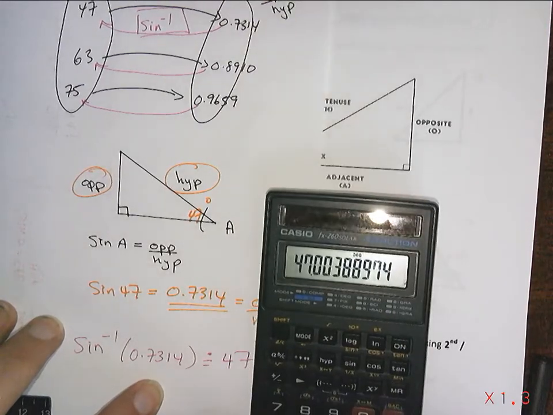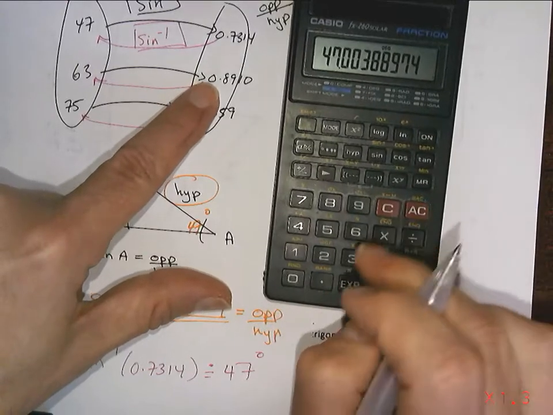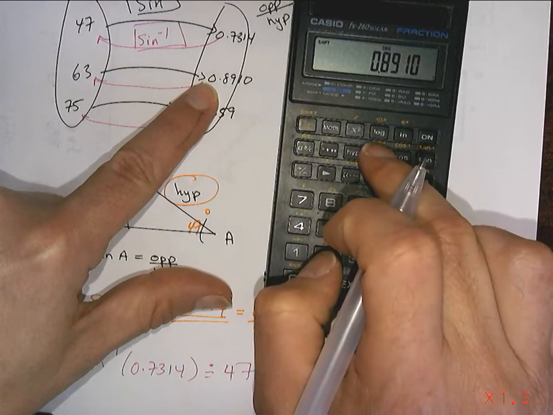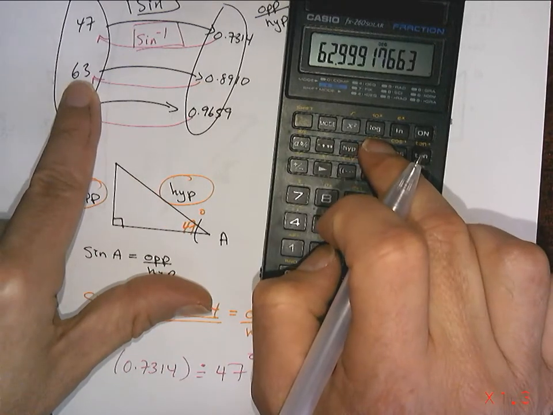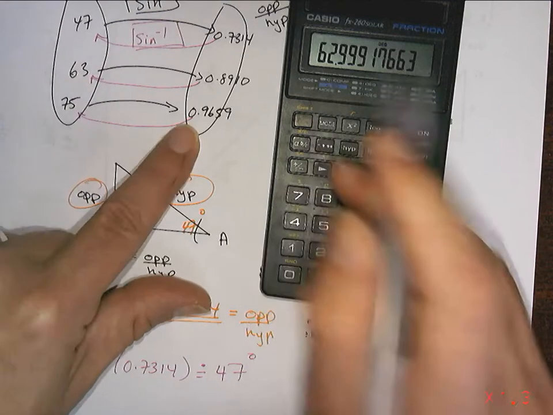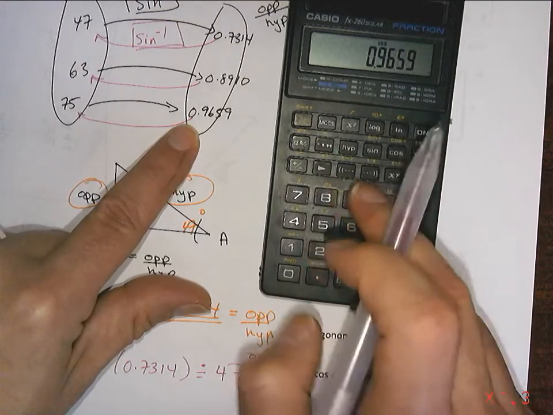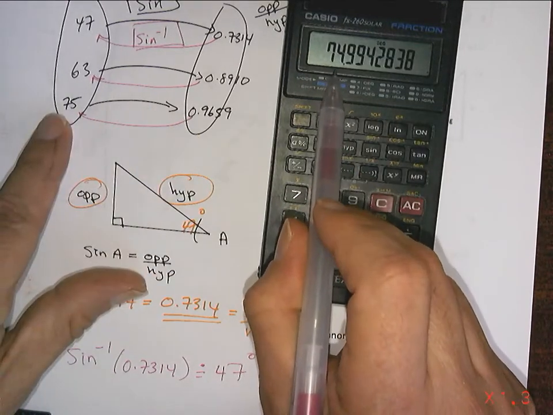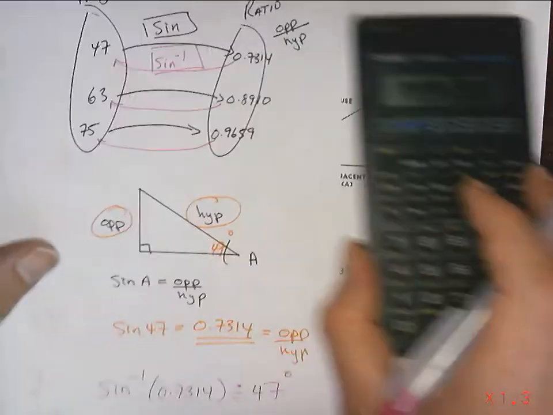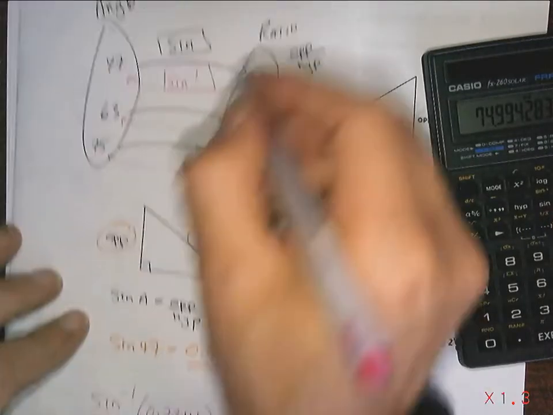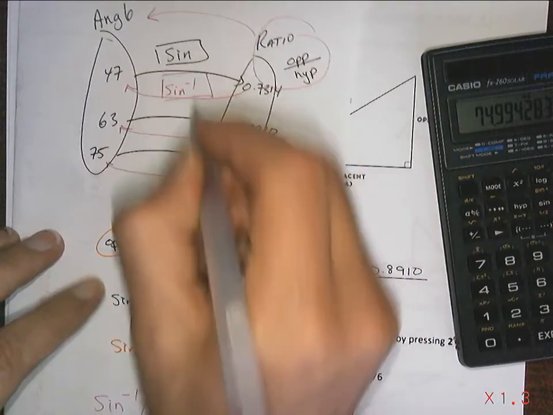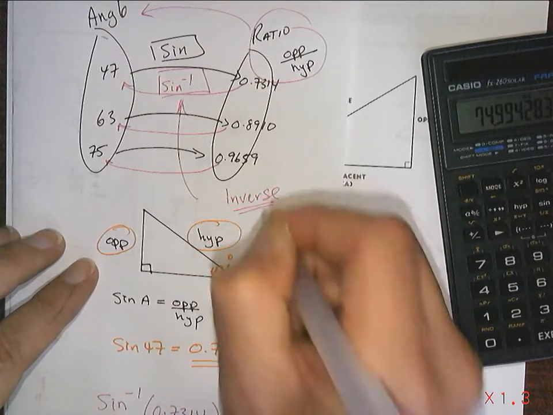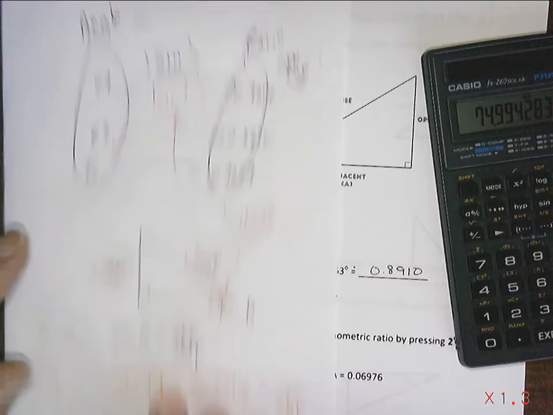See that? So if I now do decimal 8910, second function sine, it should take me back to 63. And it does, pretty close. And if I do decimal 9659, shift, second function, sine, it takes me back to 75. So if I need to take a side length ratio back to an angle, I have to use what's called the inverse function of sine, or the inverse of sine.